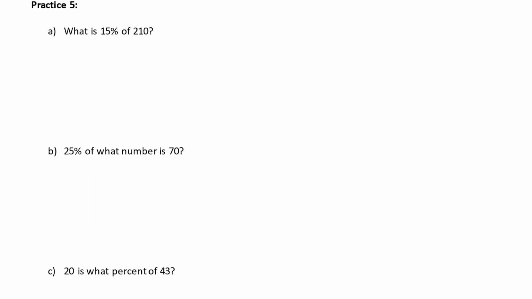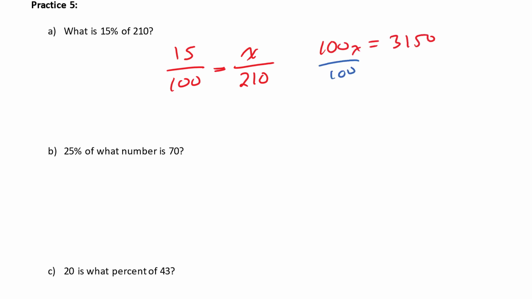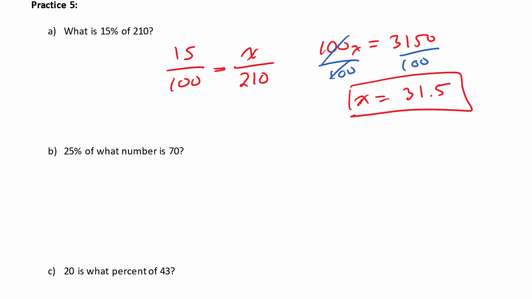Let's take up A. What is 15% of 210? So 15%, what is, that's the top number, of is the bottom number. Cross multiply. Divide both sides by 100. $31.5.